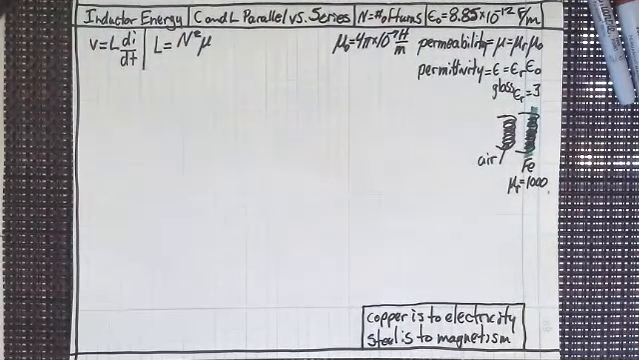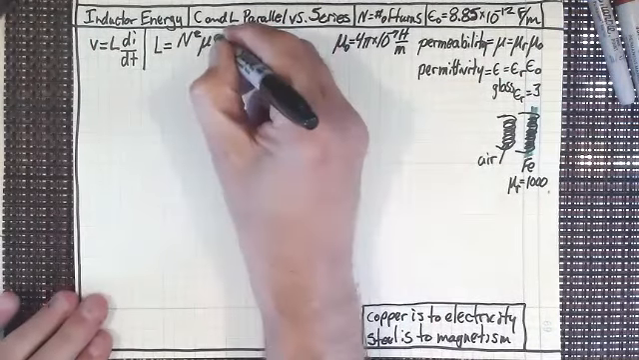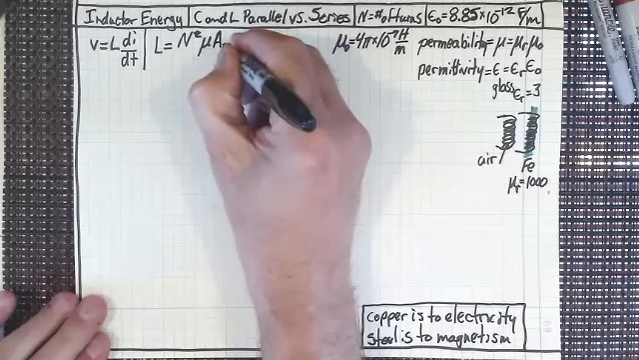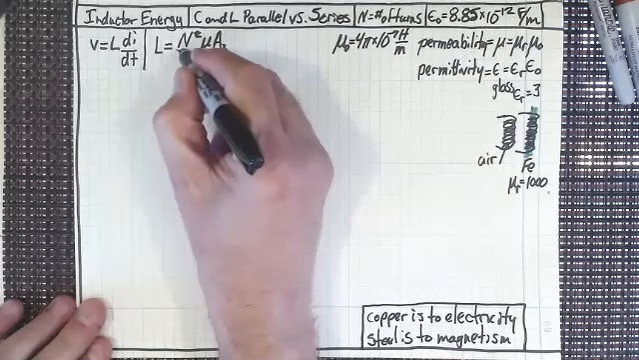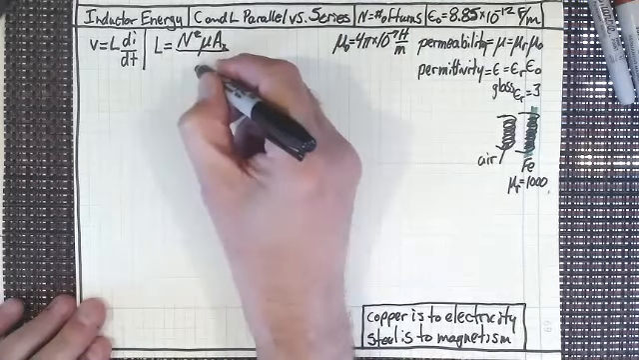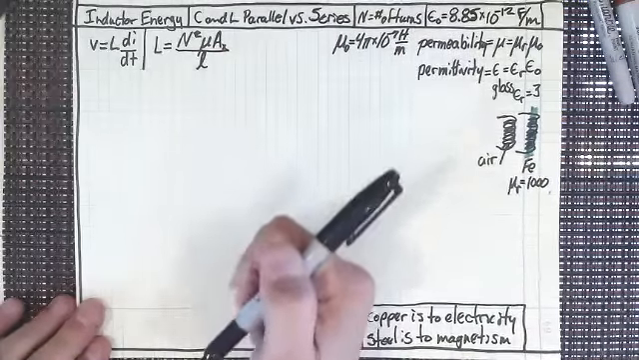So L equals N squared times mu times the cross-sectional area, divided by l. All right.